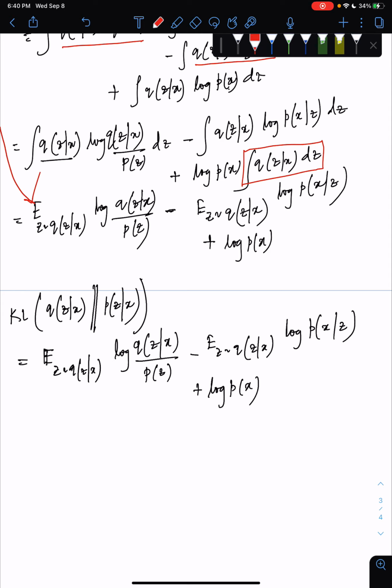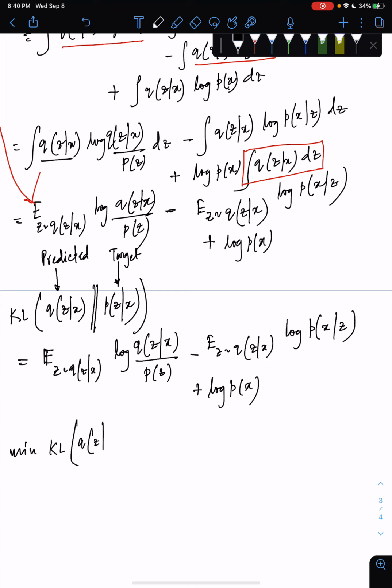Cool. So what is the significance of it? Now what we are trying to do: this is our target, and this is our predicted. So our job is to minimize the KL between these two distributions, right? In terms of what? So our job is to minimize this.